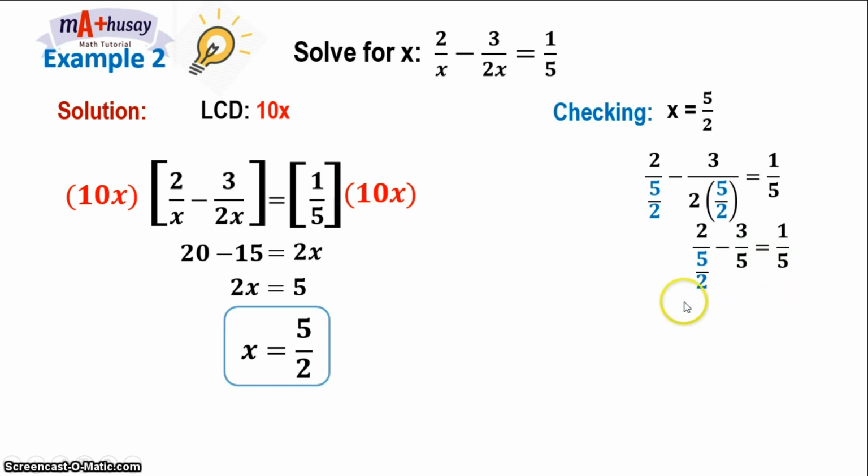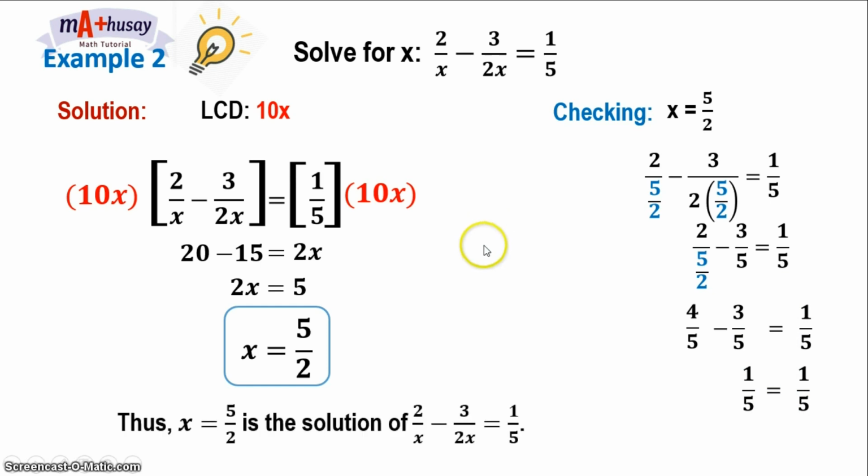So, we can simplify 2 over 5 over 2 as 4 over 5 minus 3/5. So, we know that we are adding similar fractions. So, 4 minus 3 is still 1, so 1/5. So, we see that both sides of the equation are 1/5. So, we can say na ang ating sagot na 5 over 2 is the solution of the rational equation 2 over x minus 3 over 2x equals 1/5.